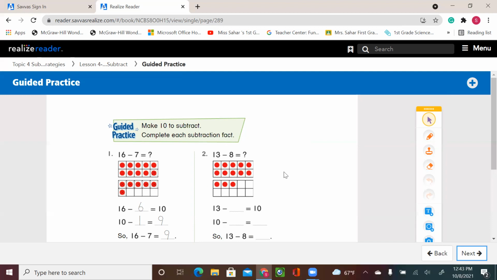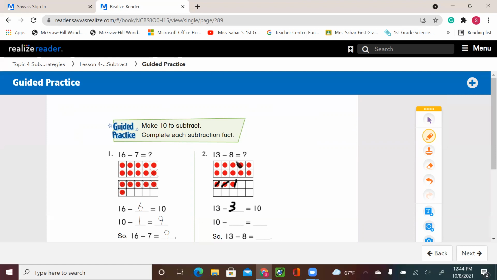Let's do the same exercise using question number 2. 13 take away 8. So here 13, first ten frame gets 10 and 3 more in the second ten frame. So what are we going to do first? I'm putting my 13, take away 3 to make 10, exactly. So 13, take away 3, which is this counter and this counter. That leaves 10 for me, right?